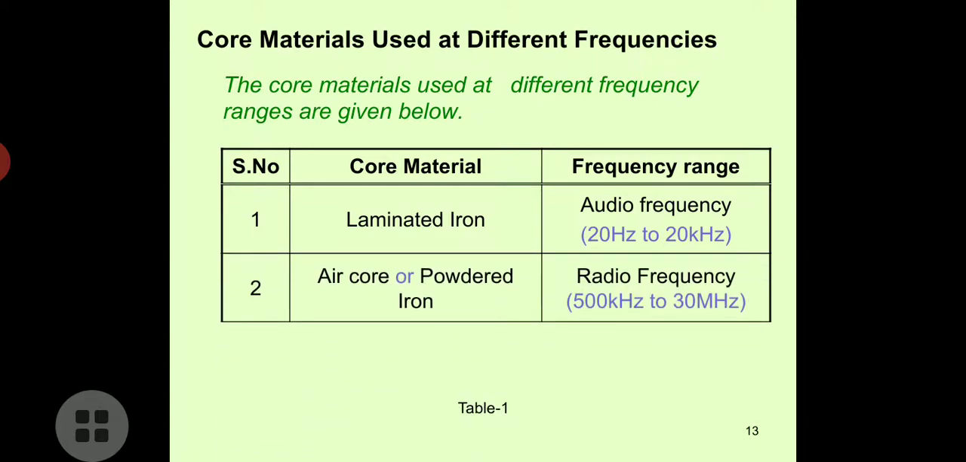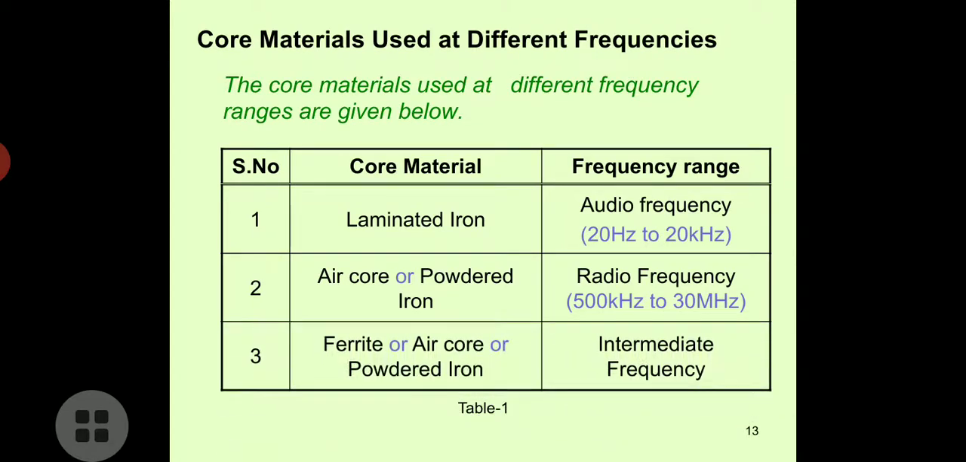The other one is iron core or powdered iron, which works comfortably at radio frequencies. Then you have another one, that is ferrite or powdered iron core. These types of material are used at IF frequencies, that is intermediate frequency, in both television and radio receivers. In radio receivers, the IF frequency is 455 kilohertz, and in television it is 33.4 and 38.9 megahertz. At these frequencies, they can use either ferrite core, air core or powdered iron core.